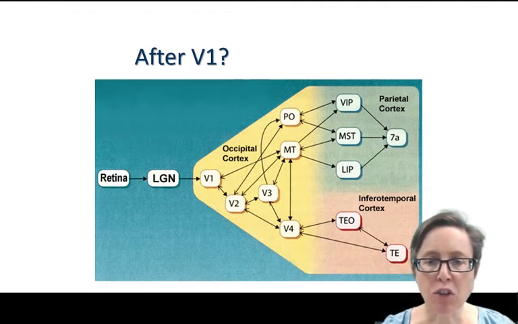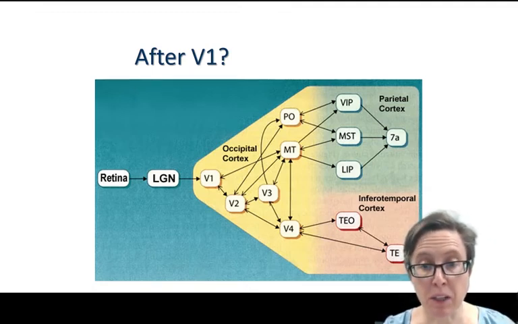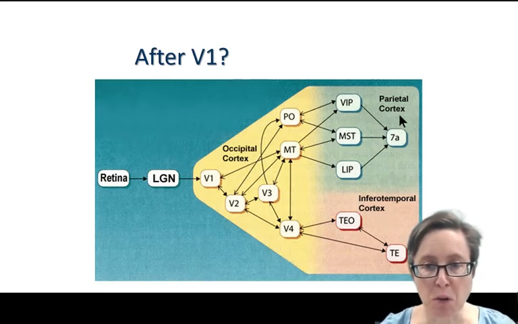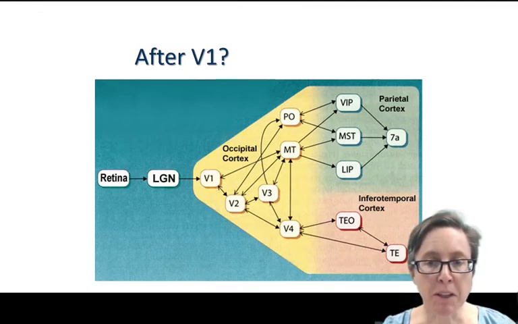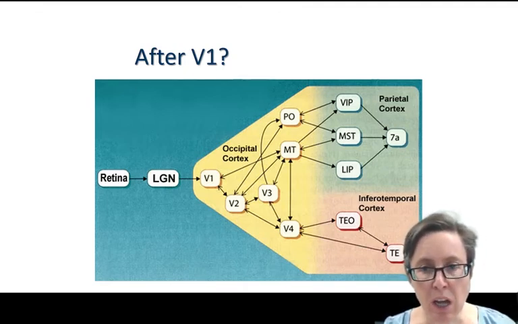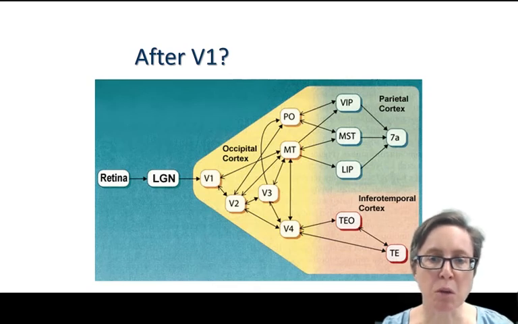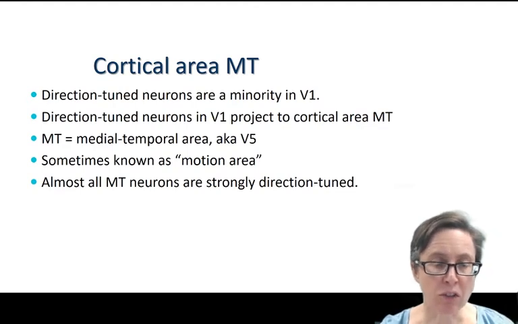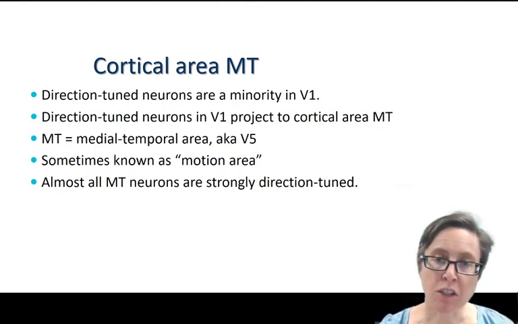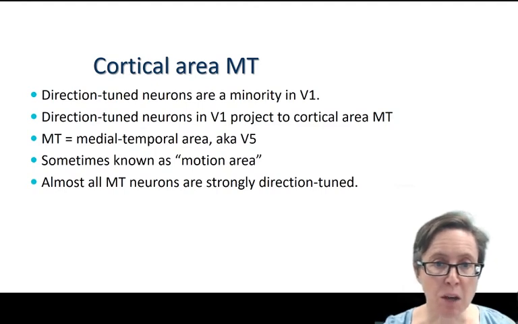And this diagram just shows a few areas that have been identified, and I'm just going to talk a little bit about one of them because this is particularly well understood and seems to have a particularly distinctive role. MT, sometimes known as V5, seems to be a cortical area which is particularly important for the perception of motion. So we saw that V1 contained some direction selective neurons, but they're a minority in primate V1. Most primate V1 neurons are not tuned to direction, but those that do project to this cortical area MT.